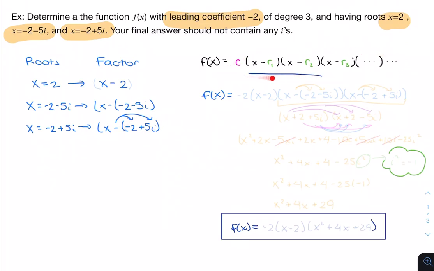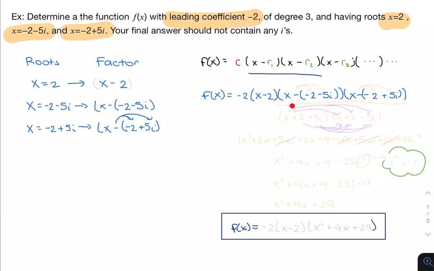In this case, our leading coefficient is negative 2. So that means that our c is negative 2. And now by listing out the factors, our first factor was x minus 2, the second factor was x minus negative 2 minus 5i, and then our third factor was x minus negative 2 plus 5i. And since we have a degree of 3, we do have 3 factors, so that makes sense. But since we can't have any i's in our final function, we're going to want to simplify this a little bit.